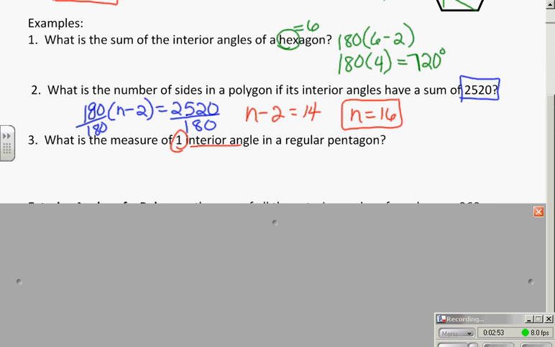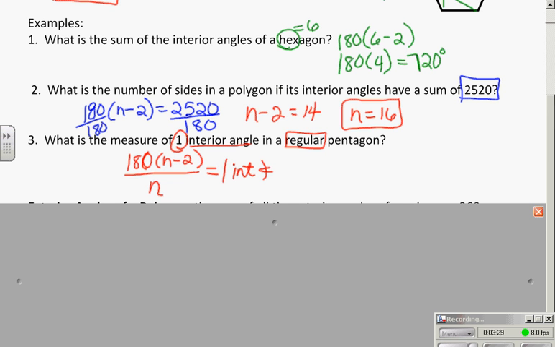Now, what is the measure of one interior angle in a regular pentagon? Now, regular is a key vocabulary word, and regular means all the sides and all the angles are the same. So I can take the sum of all of the interior angles, and if I divide it by the number of sides, that will give me one interior angle. But that only works for regular polygons when everything is divvied up the same. All the sides are the same, all the angles are the same.